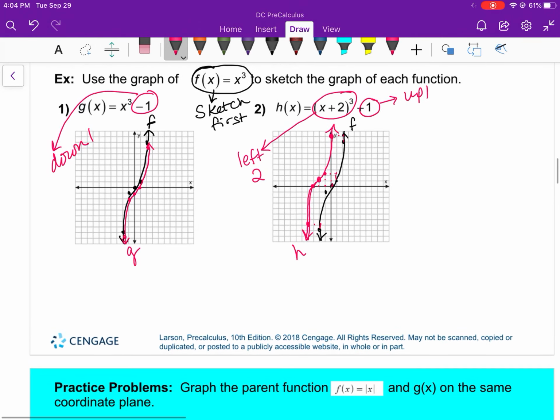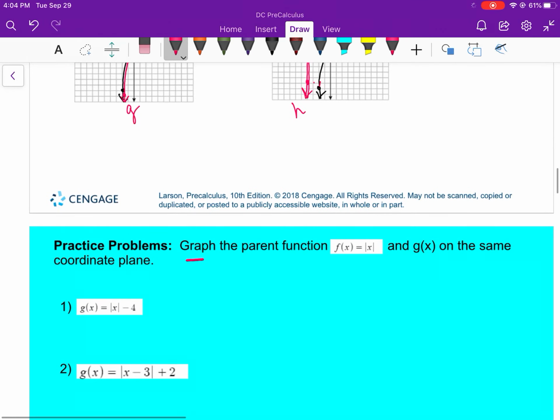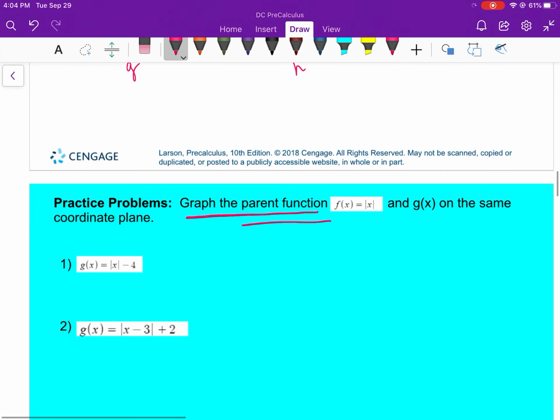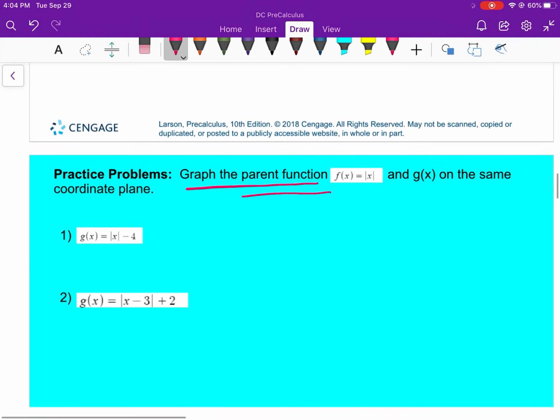So whenever you do your practice problems, it will tell you to graph your parent function first and then put g of x on the same coordinate plane. So each of these should have 2 graphs. You should have f of x and g of x on each graph.